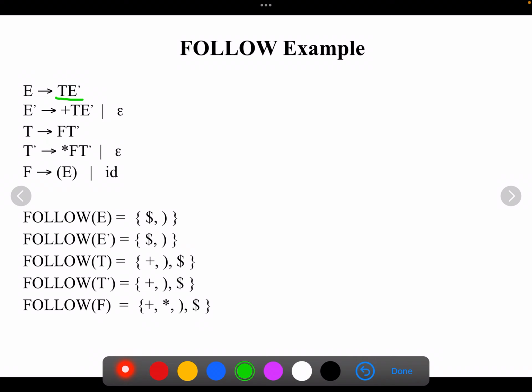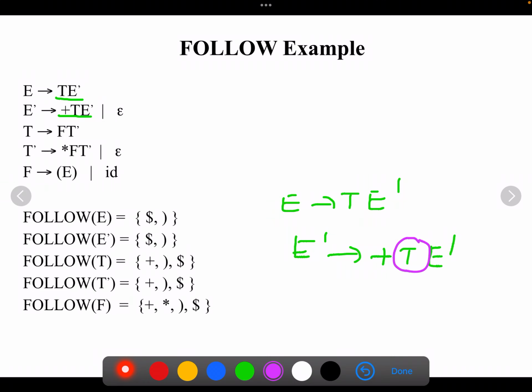T on the right side, this is and this. So we write both the productions and check what are the elements that we are going to get. E dash produces plus T E dash. My target is T, since I am trying to find follow of T. So who is following T? It is E dash, right? So it is a non-terminal.